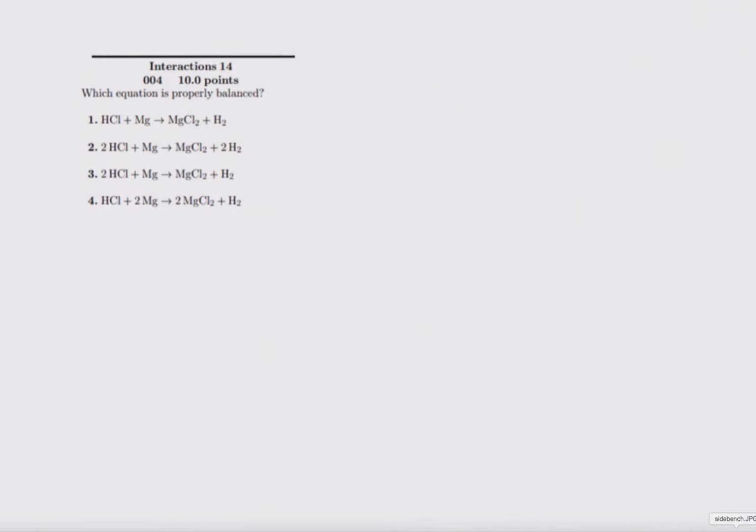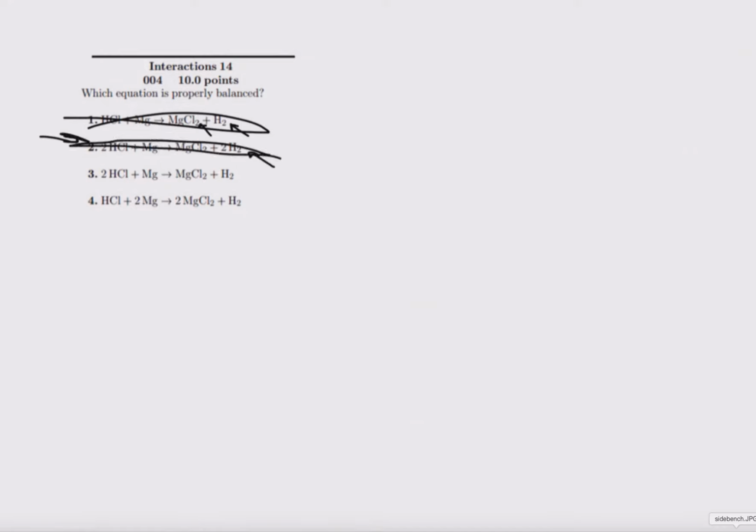Which of these equations is properly balanced? Well, we have to look for the one that's got the same thing on both sides. The first one has 2 chlorines and 2 hydrogens on this side and only 1 of each on the other side, so that's not it. This one's got 2 HCl and 1 magnesium. On this side it's got 4 H. On this side it's only got 2 H, so that's not the right one.